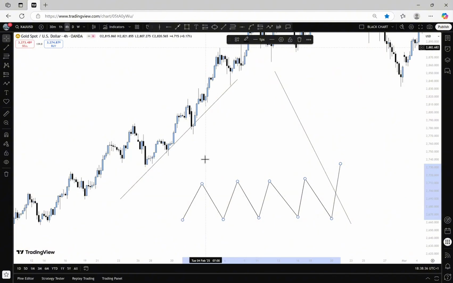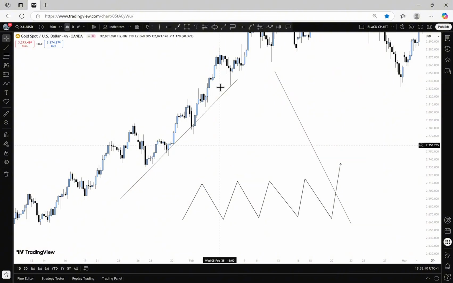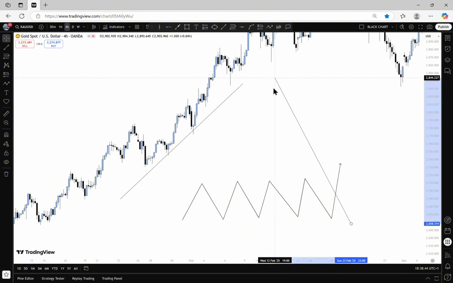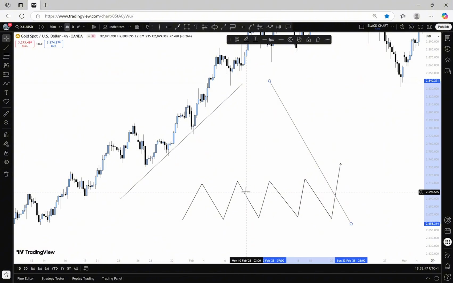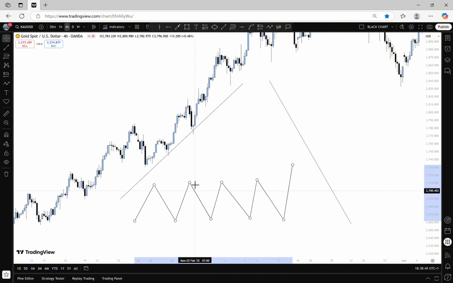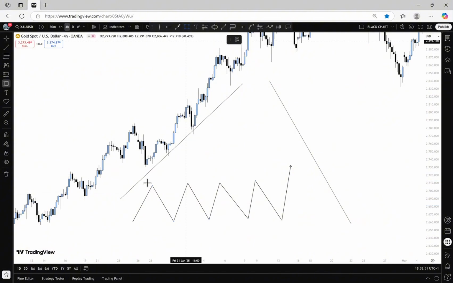For now, just to make things clear for you guys, the forex market doesn't just move in a straight line like this whenever it's on a bullish move, and it doesn't just move in a straight line like this whenever it's on a bearish move. This is the only way that the market moves. Do you understand? That is what I'm drawing here.